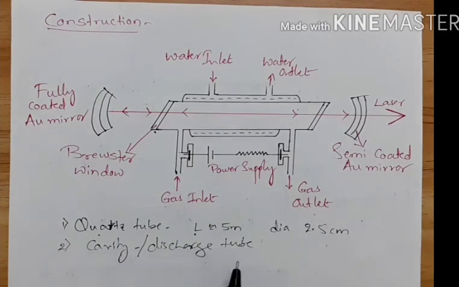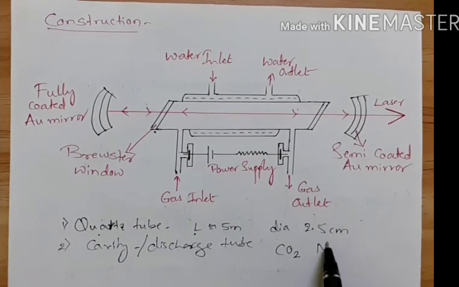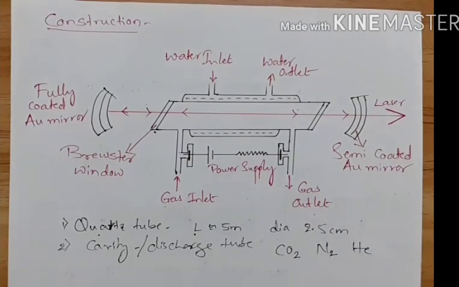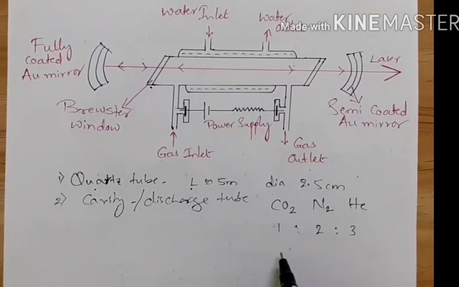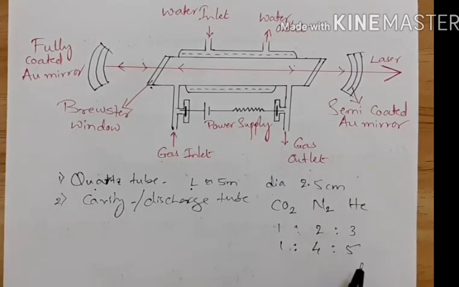And this discharge tube is filled with carbon dioxide, nitrogen and helium gas. So these three gases are mixed in the proportion 1:2:3, or in the proportion 1:4:5, and this depends on the application of the laser which we want to produce.